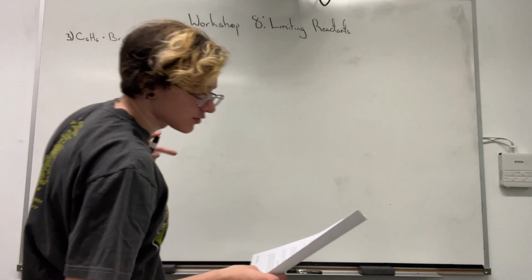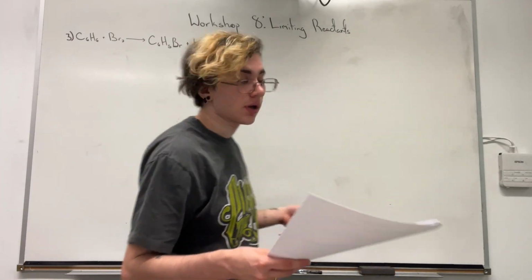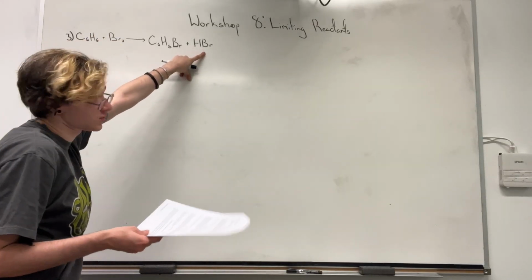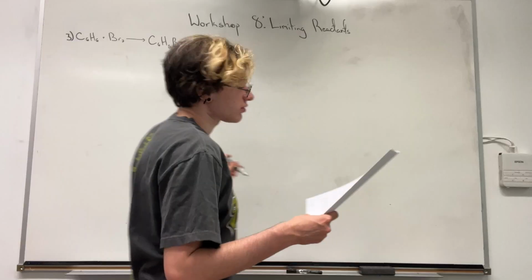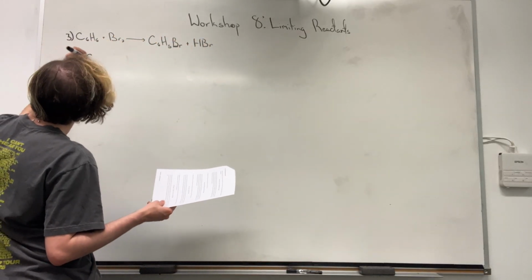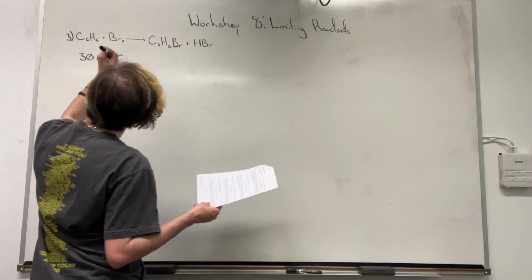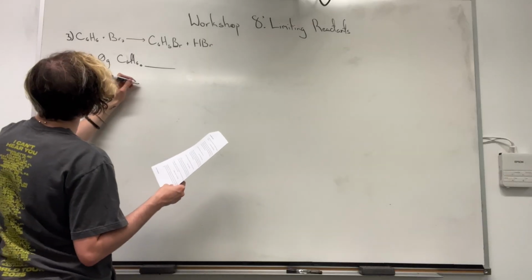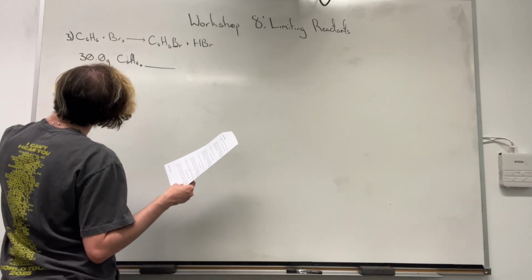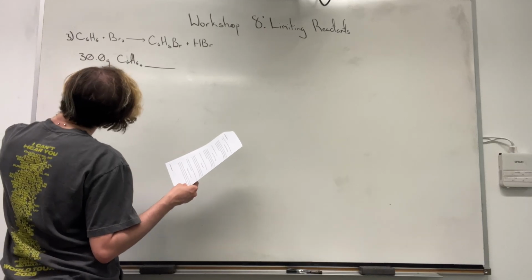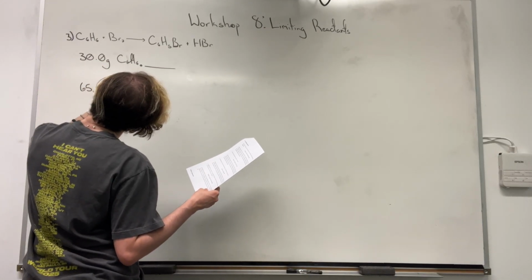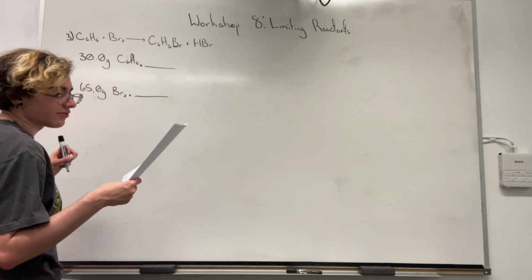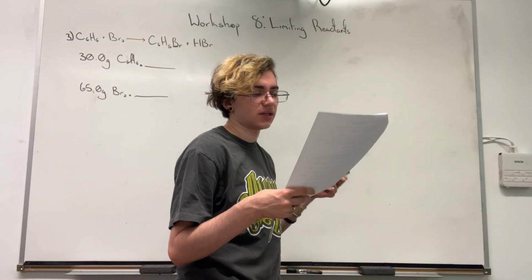Question 3, when benzene reacts with bromine, bromobenzene is obtained. So benzene, bromine, bromobenzene, and then you end up making hydrobromic acid as a byproduct. And so 30 grams of benzene reacts with 65 grams of our bromine and 42.3 grams of bromobenzene is collected.